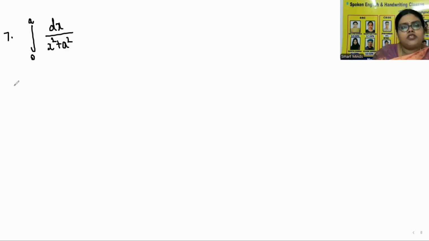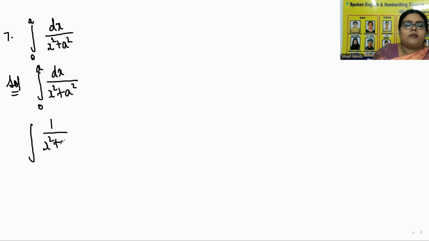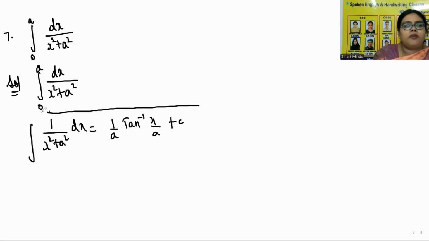Now take this question. This is also important. First, let us write the question: integral 0 to a dx by x square plus a square. So we have a formula: integral 1 by x square plus a square dx is 1 by a tan inverse x by a plus c. This is the formula from integration.